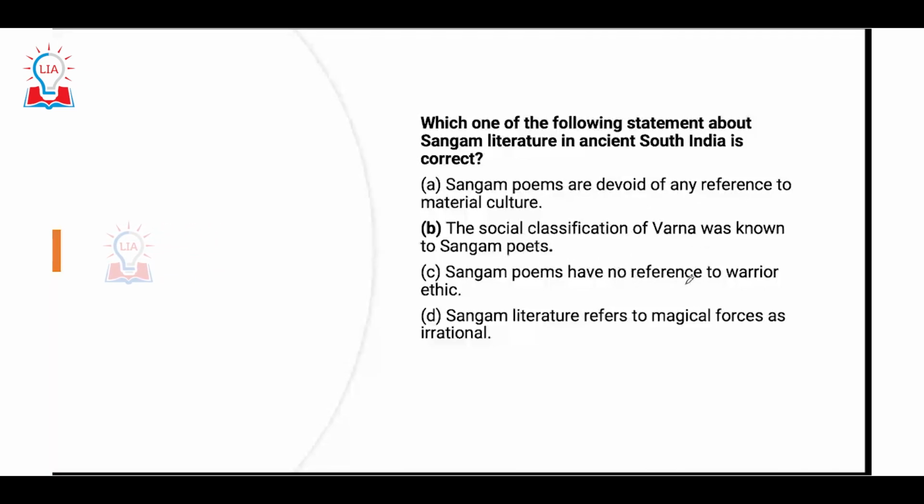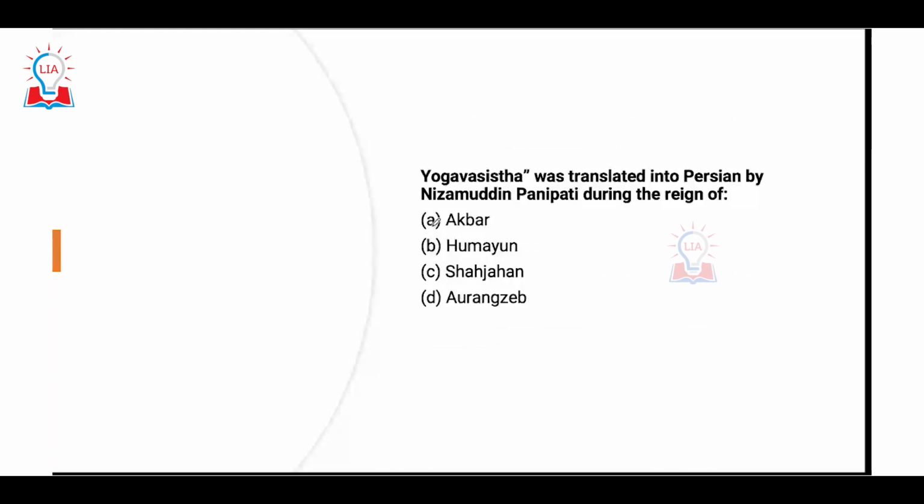Sangam poets have no reference to warrior ethnic. Sangam literature refers to magical forces as irrational. Okay, look at statement B. The social classification of the Varna was known to Sangam poets. A very much straightforward question with respect to the social aspects of the Sangam literature. Okay, so statement B is the correct answer.